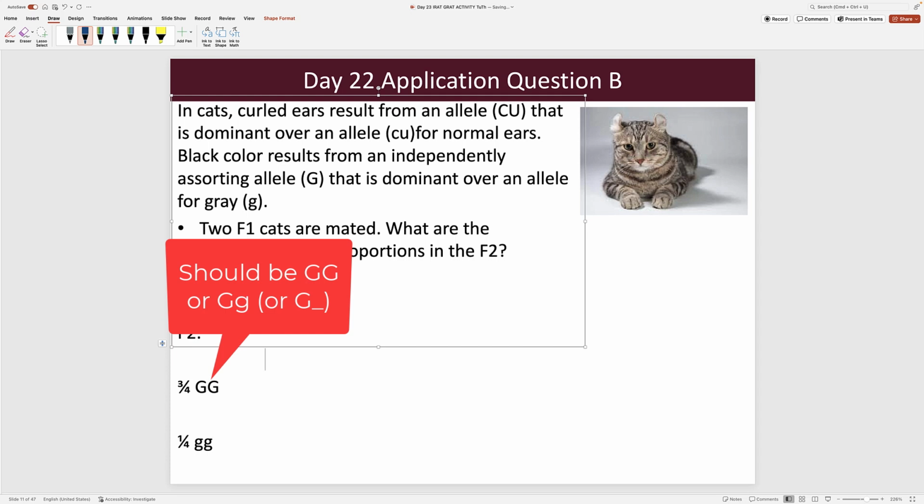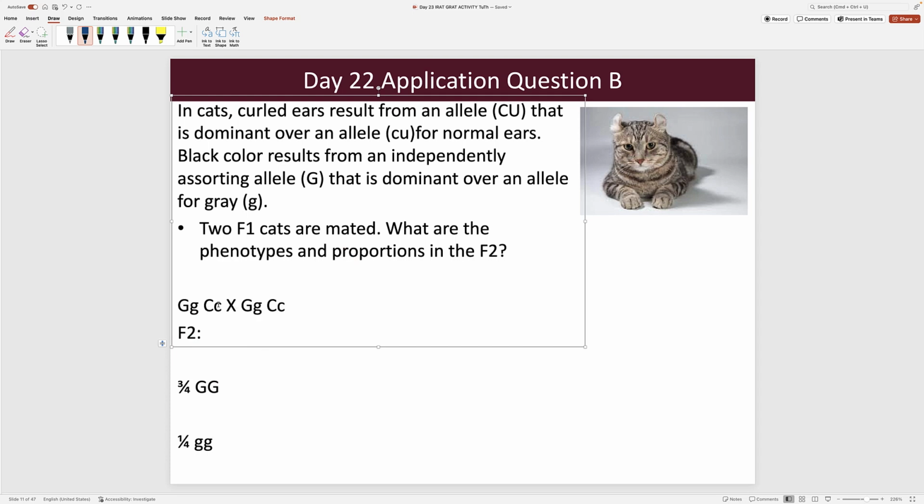Now let's look at the C gene. We know that if you take two heterozygotes, big C, little c times big C, little c, that 3/4 of them will be big C, big C or big C, little c.